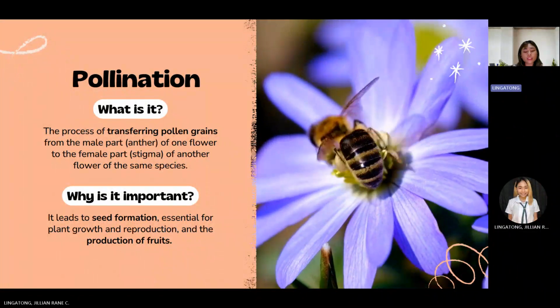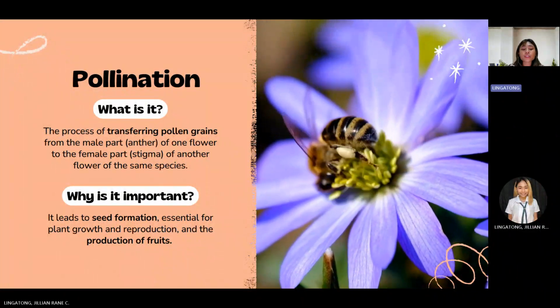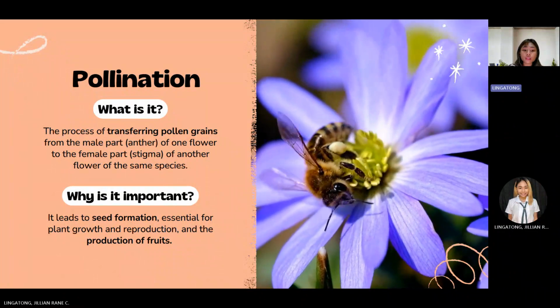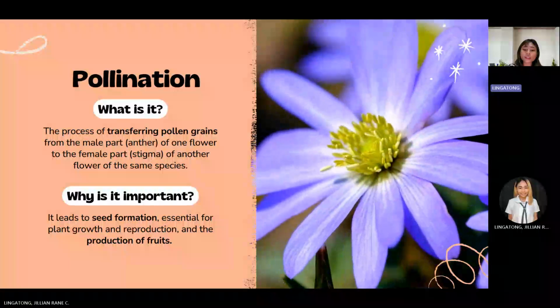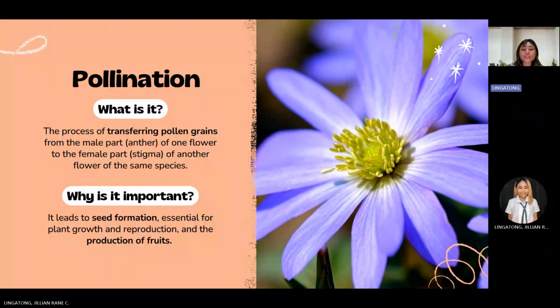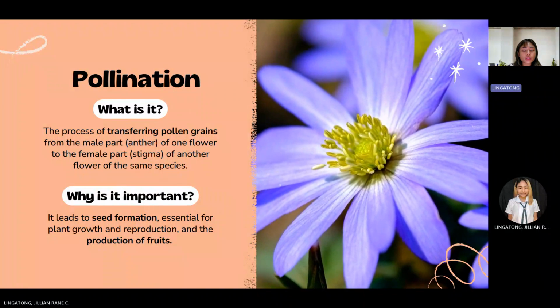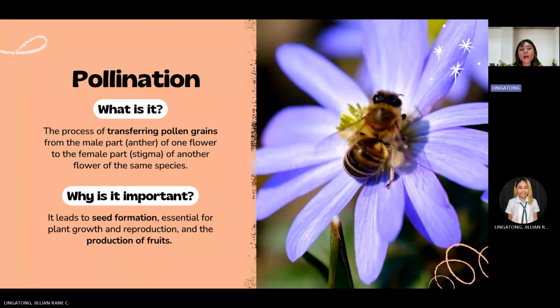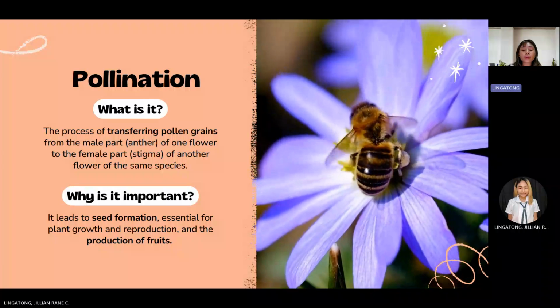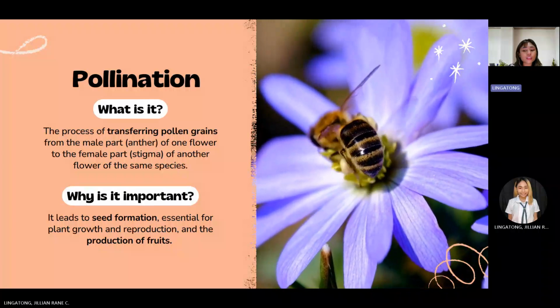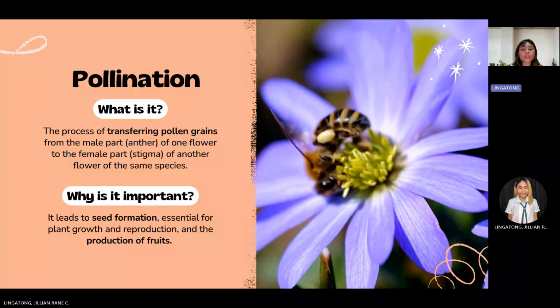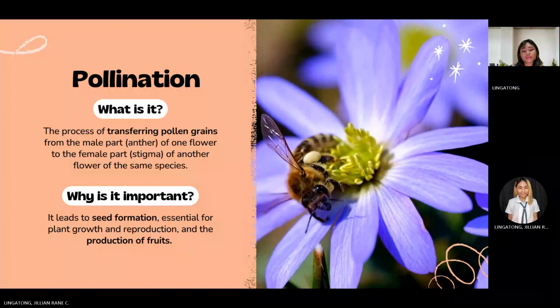Next, we have pollination. Pollination is the transfer of pollen from the anther to the stigma. Why is it important? It leads to seed formation, essential for plant growth and reproduction, and the production of fruits. It is crucial for the reproduction of flowering plants, promoting genetic diversity, ensuring food production, and supporting ecosystem health.